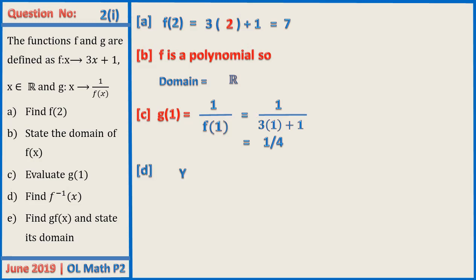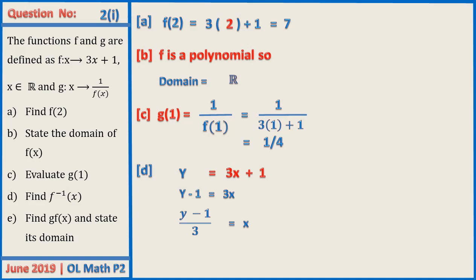D, find f inverse of x. The inverse function can be obtained using flowcharts, but here let's do it by analysis. You replace f of x by y. So we have y equals 3x plus 1. Then solving for x, you have y minus 1 equals 3x. Dividing all through by 3, you have (y minus 1) on 3 equals x.